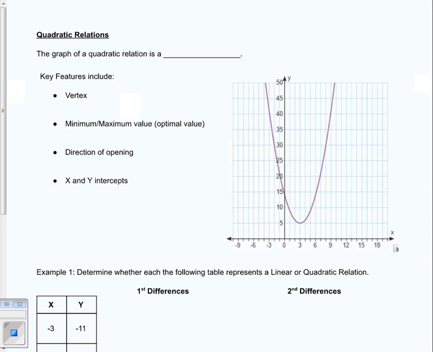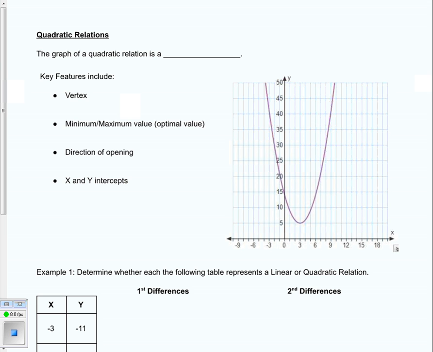Now that we've looked at some basic warm-up stuff in terms of simplifying and solving, we're going to take a look at quadratic relations. This is something that you started looking at in the grade 10 curriculum last year, and so we're going to build on that. So just a quick review of some quadratic relations.